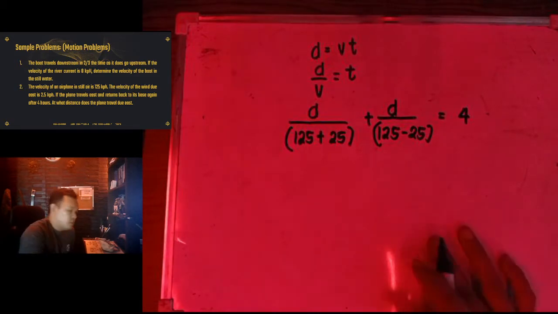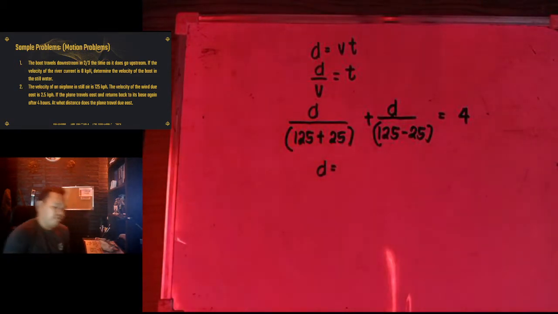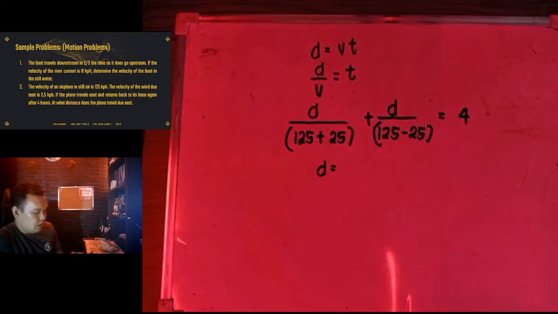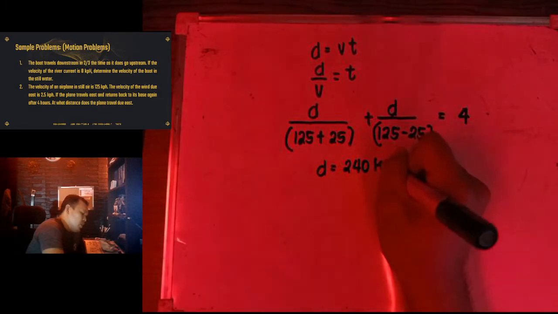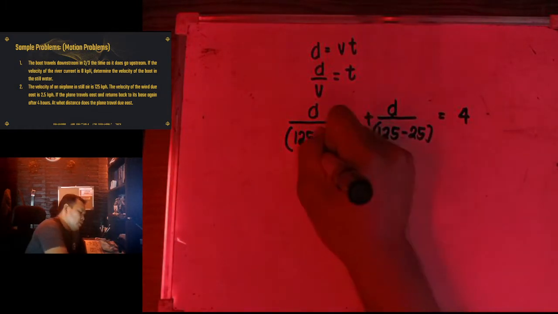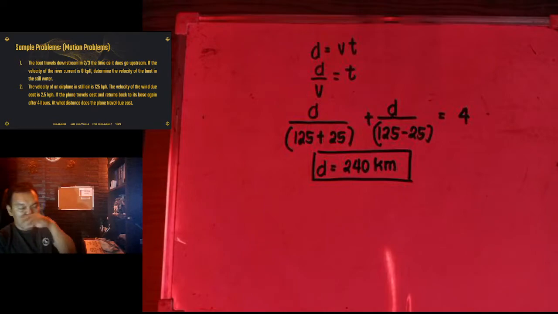So, to solve, d is equivalent kay x over 125 plus 25 plus x over 125 minus 25 is equivalent to 4. Solve. We have here 240 kilometers. Therefore, the distance travel will be 240 kilometers yung trinavel ng airplane papunta dun sa paroroonan niya. No? One way distance lang yan.